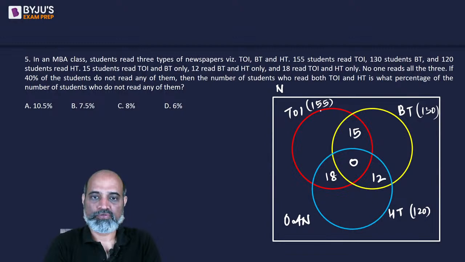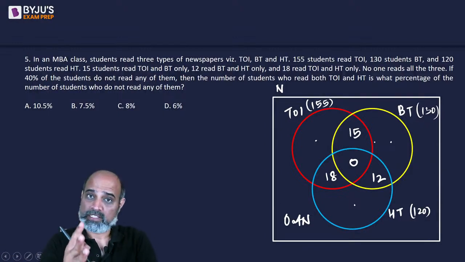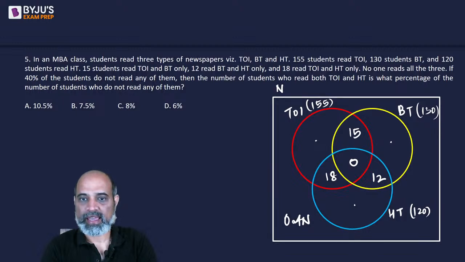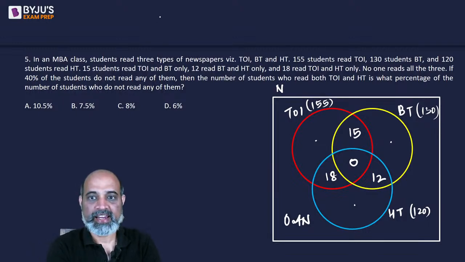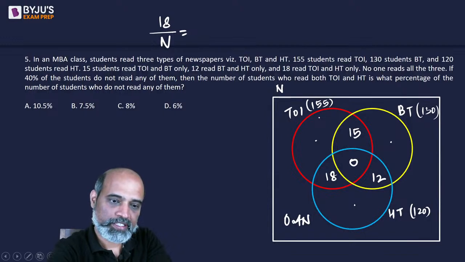So we can say that the sum of the values within these 3 circles, if you count the total number of regions, that's 7. The sum of the values written in these 7 regions will be the remaining 60% of the total students, right? So we need to find the number of students who read both TOI and HT, that is 18 out of n. So this is what we need. So let's solve it this way.